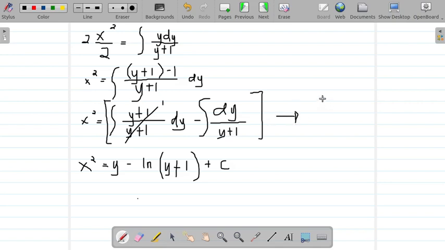So, the integral of dy is just equal to y, minus the integral of dy over y plus 1. From the integral formula, the integral of dx over x is just equal to ln of x plus c. So, in this case, our value of x is y plus 1. So, the integral of dy over y plus 1 is just equal to negative ln of y plus 1 plus c.